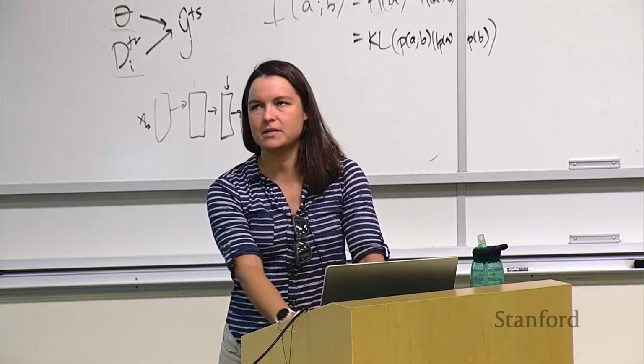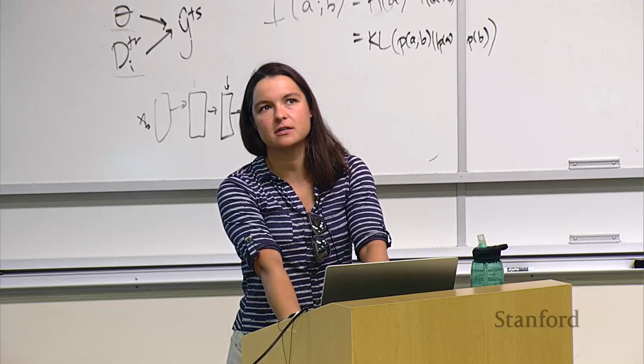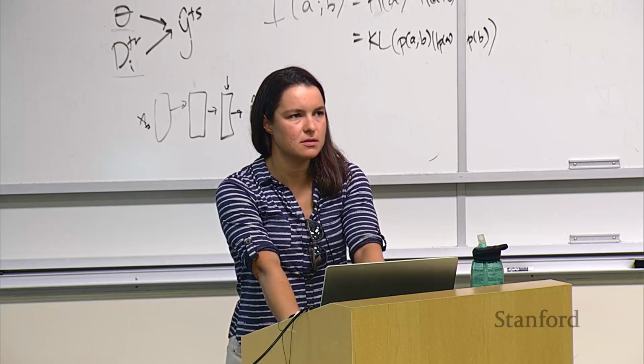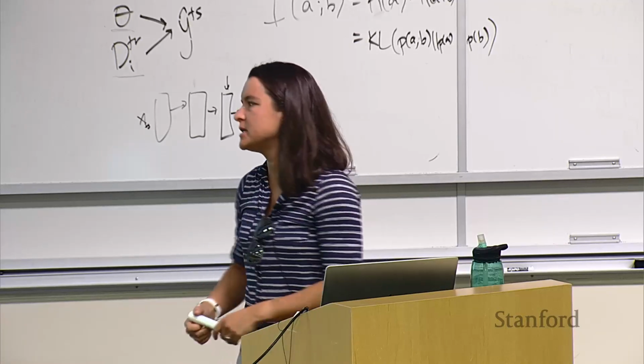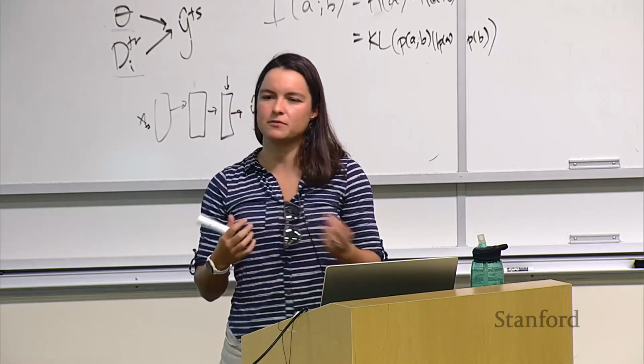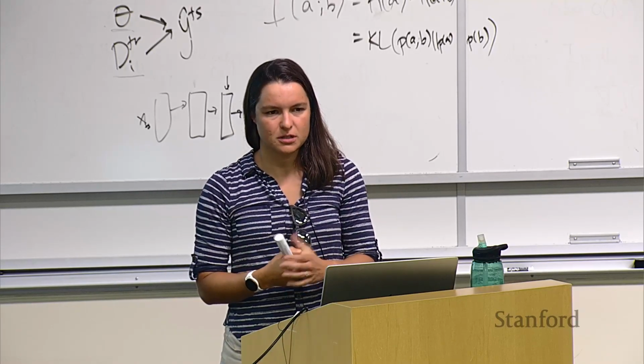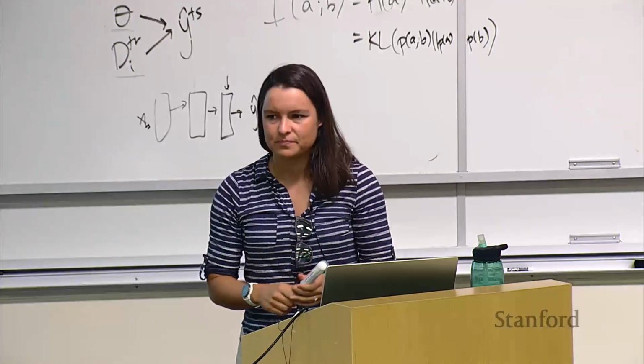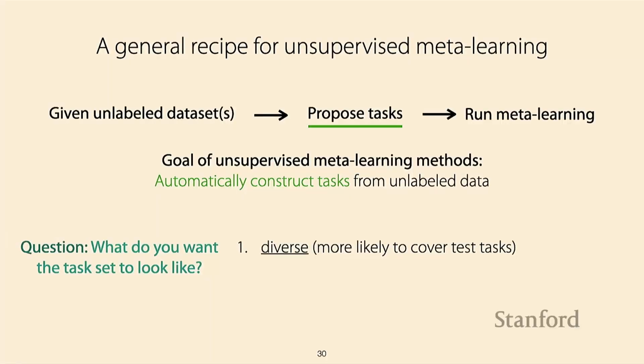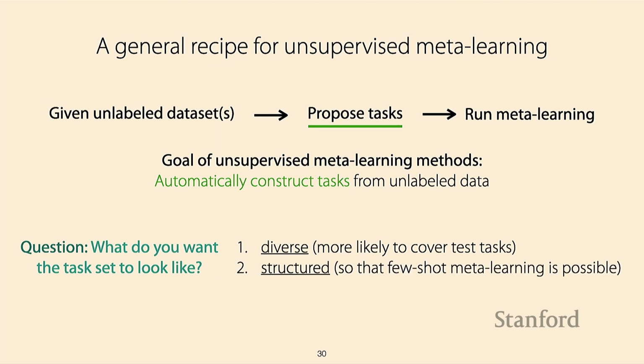To summarize, maybe we want the tasks to be something like what you get from K-means, to be somewhat distinct from each other, while also being somewhat diverse. So what I put on the slides is I think that we really want two key criteria. One is that we want the tasks to be pretty diverse.